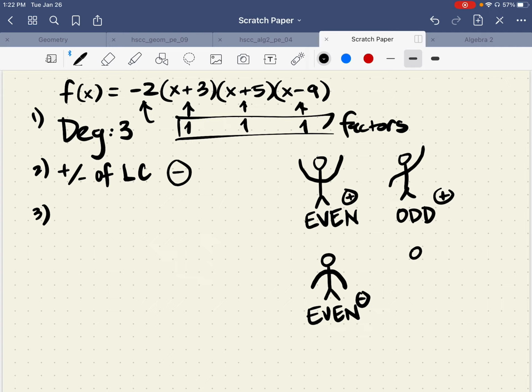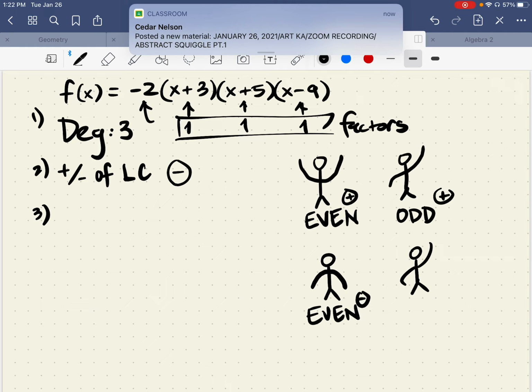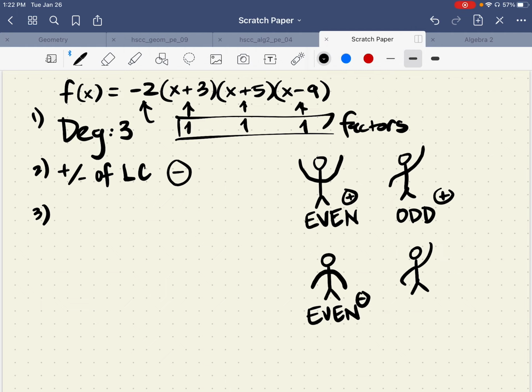The same thing is going to happen with my odd functions. Normally my hands would be like this. I'm going to change them though. I'm going to bring that negativity down. We're just going to reflect it essentially. So this right here would be odd and negative. So that's a real quick overview of how it looks.